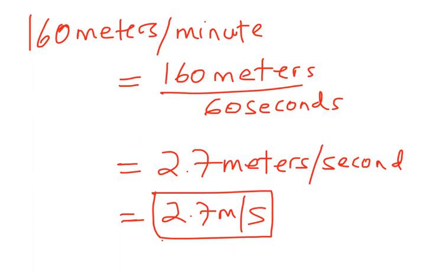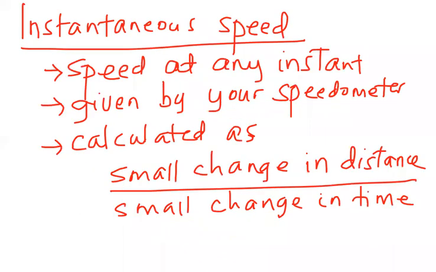All right, so let's look at the concept of instantaneous speed. This one is just the speed at any instant in time, and this is given by your speedometer. You can think about calculating this quantity by looking at a small change in distance and dividing by a small change in time. That will give you the speed at a given instant. That's instantaneous speed. Think about the speedometer, the speed you read on the dashboard in your car.